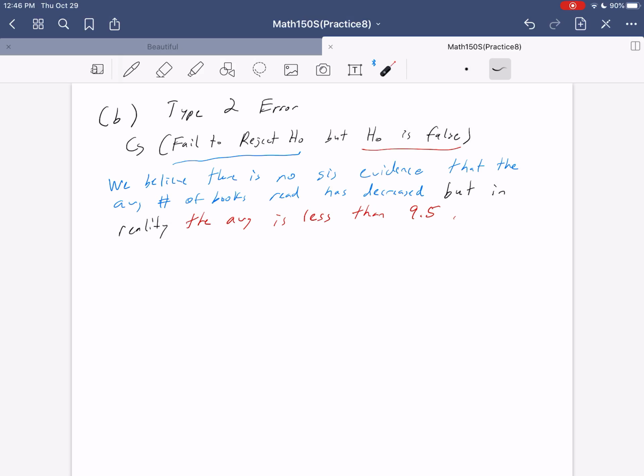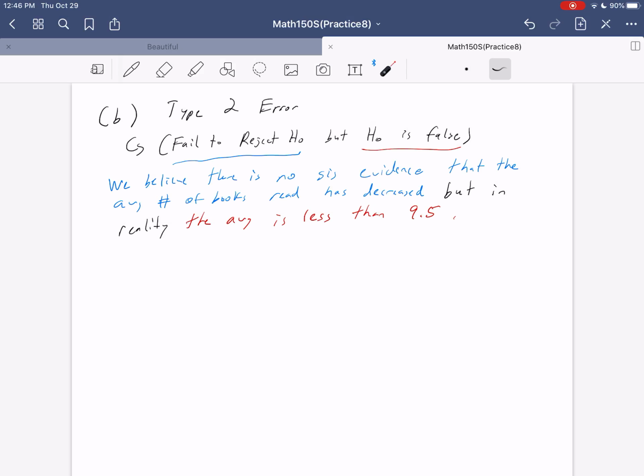Remember when we were first introducing type 1 and type 2 errors, we often described type 1 errors as false positives. You think something has happened, but it really hasn't. And oftentimes we reference type 2 errors as missed effects. And that's exactly what we're describing here. It's where we say, oh, we don't see any evidence for a decrease in the average, but we missed it. There really has been a decrease in the average.